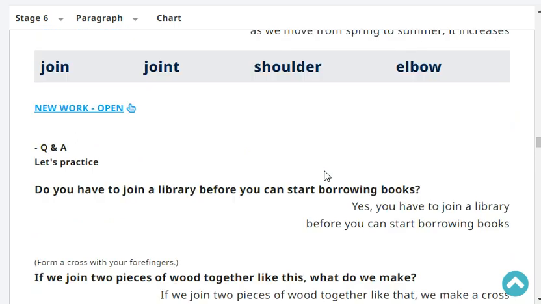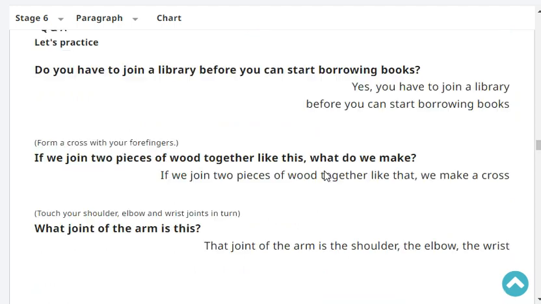Okay, do you have to join a library before you can start borrowing books? Yes, you have to join a library before you can start borrowing books. Very good.